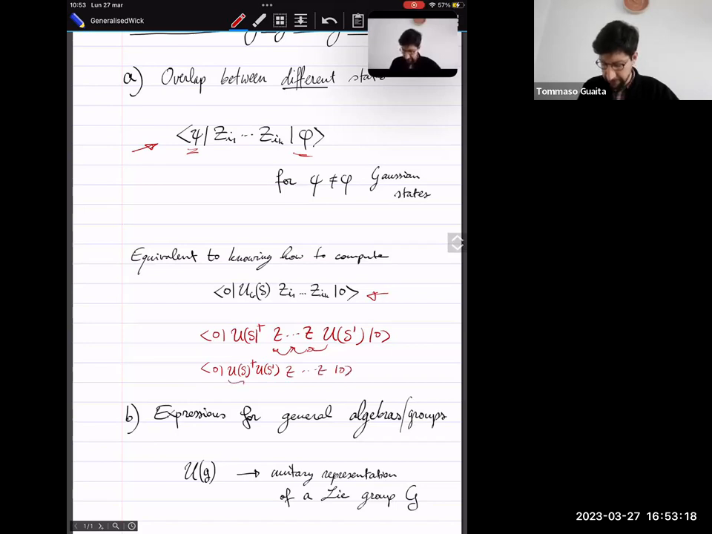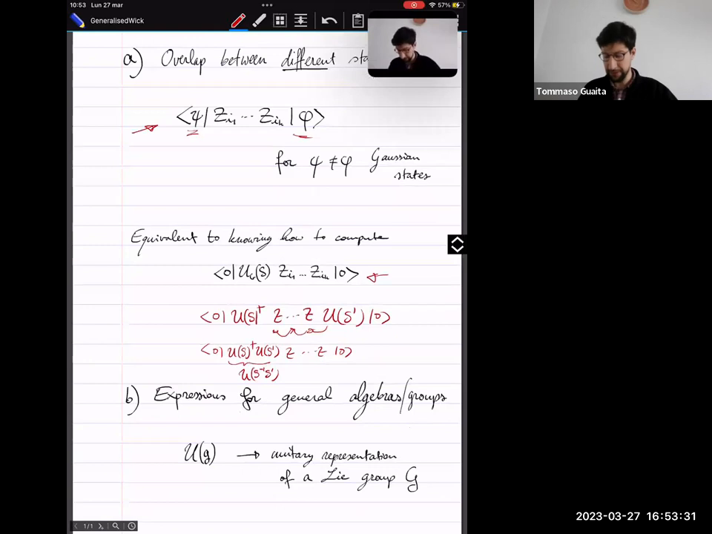And then these two unitaries, you can see that the product of two such Gaussian unitaries is again another unitary. And actually the matrix that parameterizes it is just the product of the two corresponding matrices. So essentially you can reduce anything of this form to something of this form.